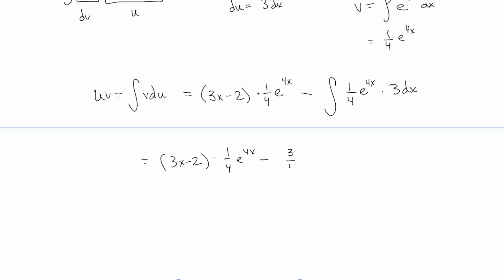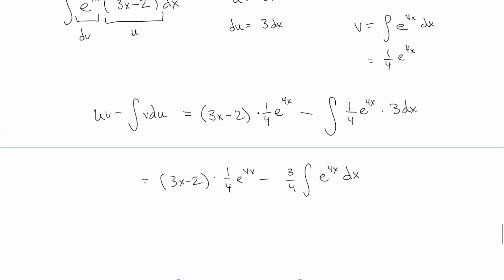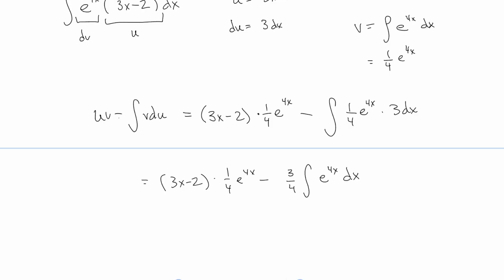It comes out as a 3/4 integral e to the 4x dx, right? And now, can we do integral e to the 4x? Actually, yeah, it's the same as the v, which you can still see up there. When I do integral e to the 4x, it becomes another 1/4 e to the 4x. So this will be my final answer.